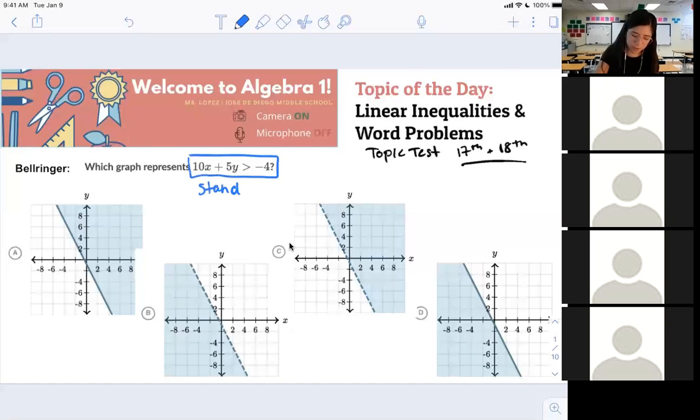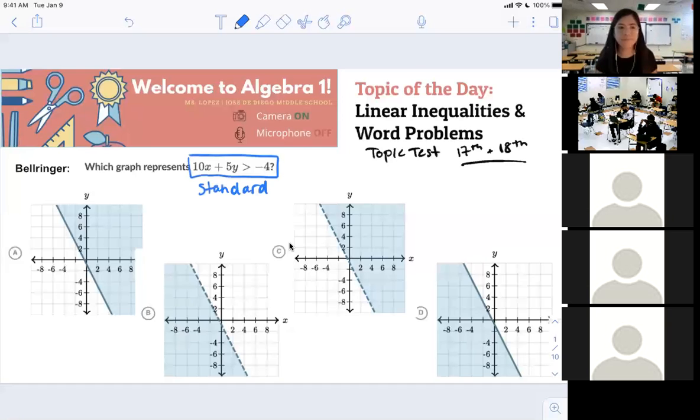And is that very useful for us? No, it's not. Remember what I said yesterday or on Tuesday? Standard form doesn't give us a whole lot of information. So what should we do? Convert it to slope-intercept form, exactly. So let's go ahead and do that.